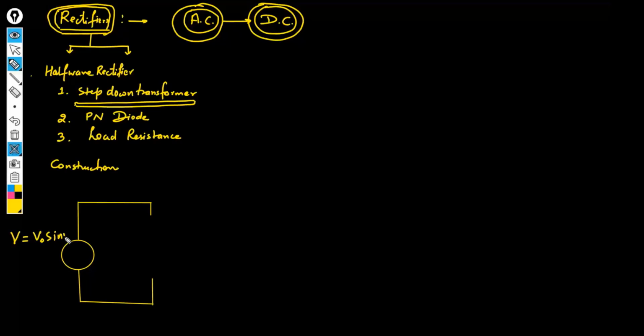Sir, here you have written primary coil, and here you have written step down transformer. Are these all examples of half wave rectifier? No, these are the parts of the half wave rectifier: step down transformer, PN diode, and load. These three things we use to form a rectifier. Clear? Yes, sir. Okay.